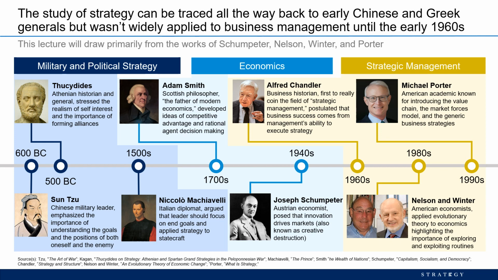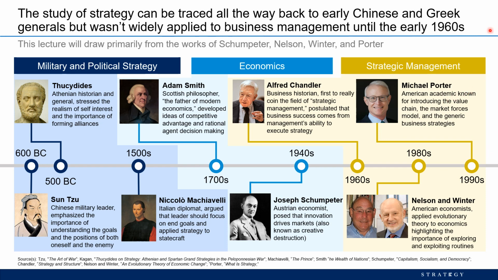Okay, so this slide goes over a very broad and general history of strategy. Feel free to skip this slide. None of this information is necessarily important for this course, but this is here for your interest. The main takeaway from this slide is to know that strategy can be traced all the way back to early Chinese and Greek generals. However, we really didn't see it applied to the field of business management until the late 1900s. And this lecture will draw mainly from the works of Joseph Schumpeter, Nelson and Winter, and Michael Porter.